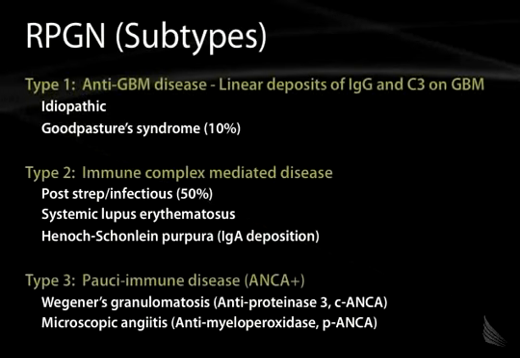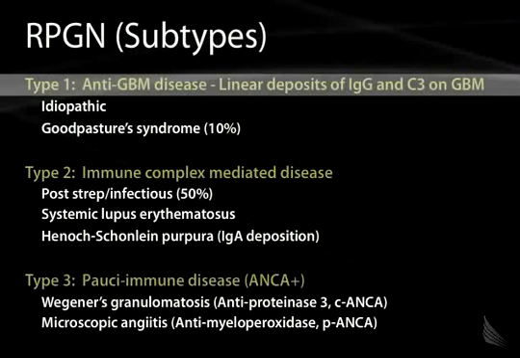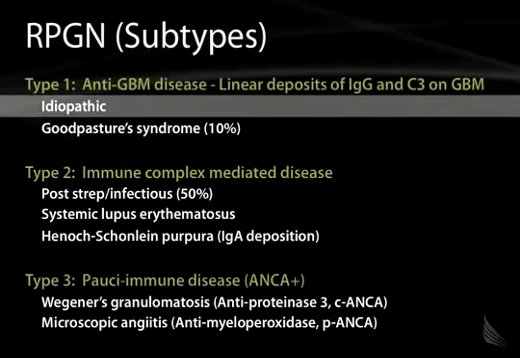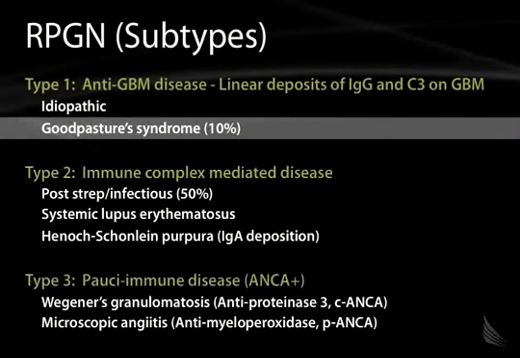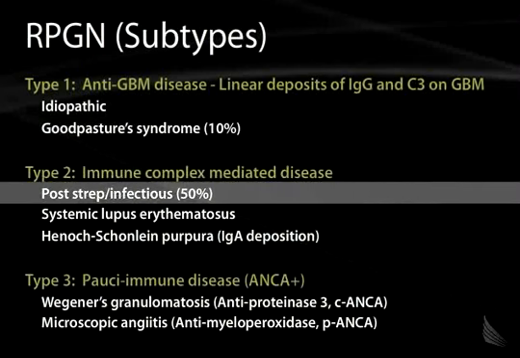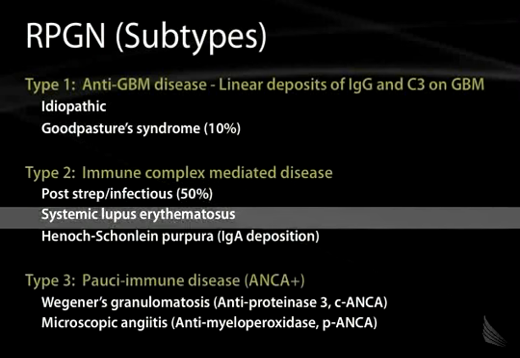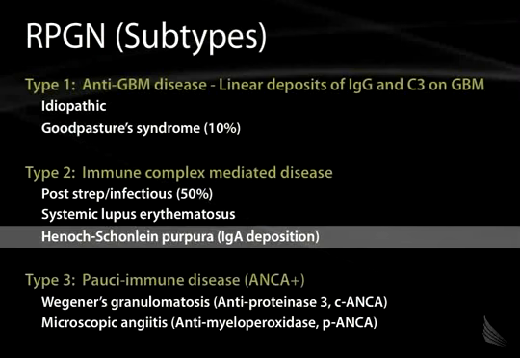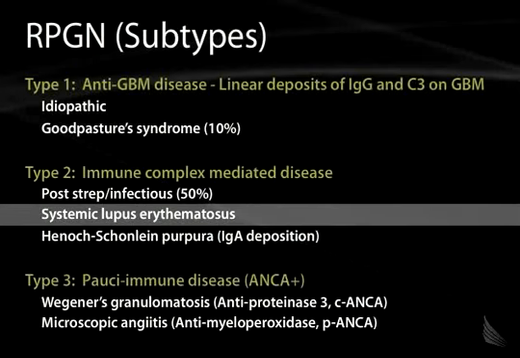Now, there are three types of diseases that can cause rapidly progressive glomerulonephritis. The type 1 is the anti-glomerular basement membrane diseases, which can be either idiopathic or associated with Goodpasture's disease, which we'll describe in a second. The second type are the immune complex-mediated diseases that we've already described, like post-streptococcal glomerulonephritis, IgA nephropathy, Henoch-Schönlein purpura, which we'll describe later, and systemic lupus erythematosus, which we'll describe later as well.